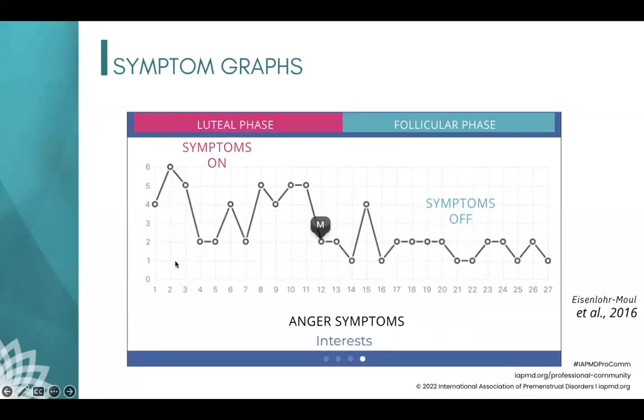Right? So it's got this clear symptoms-on pattern in the luteal phase, symptoms-off pattern in the follicular phase. So if you're a clinician and you're looking at something like this, you can say, well, the anger profile is suggestive of PMDD, and you can see it for each symptom to understand what's going on.